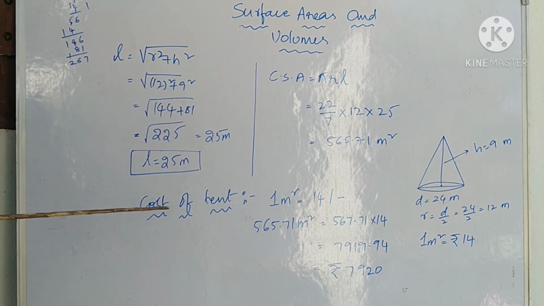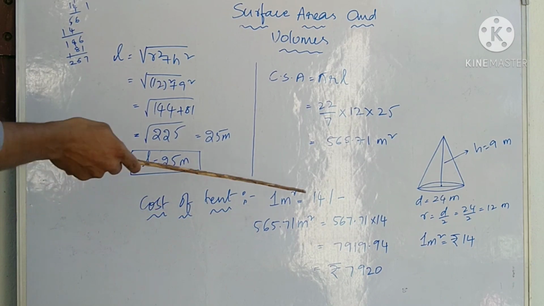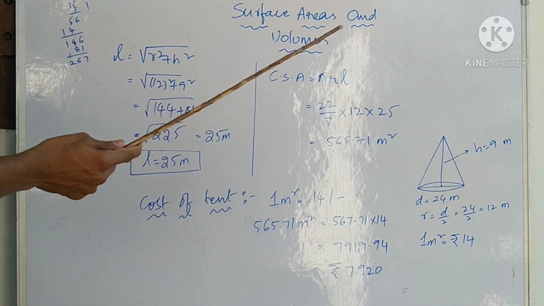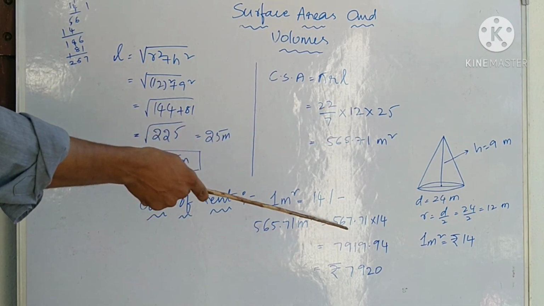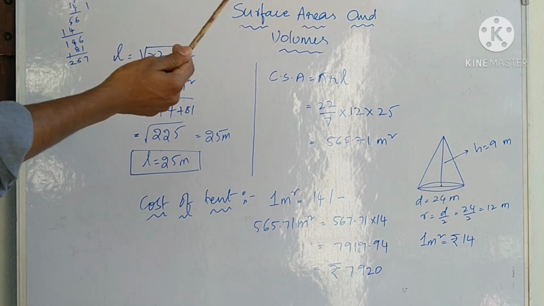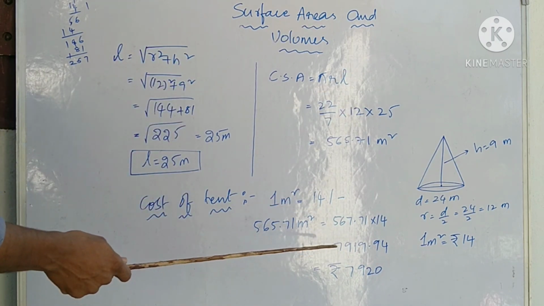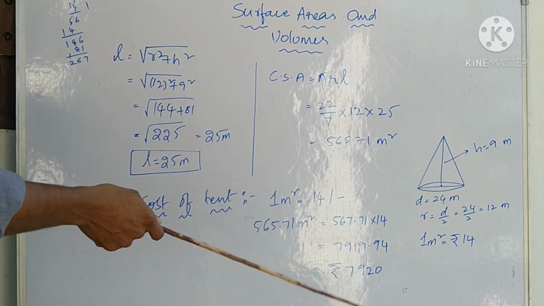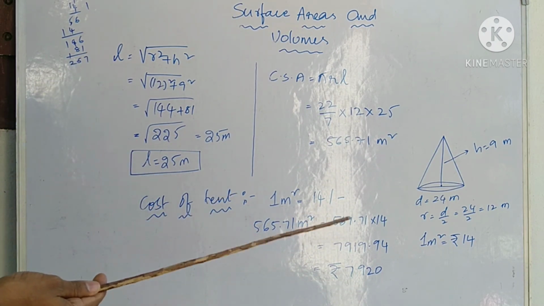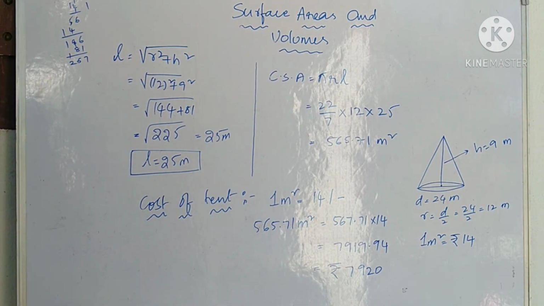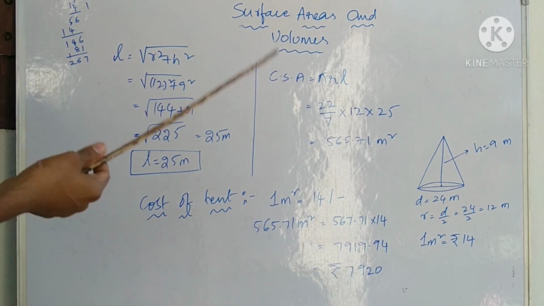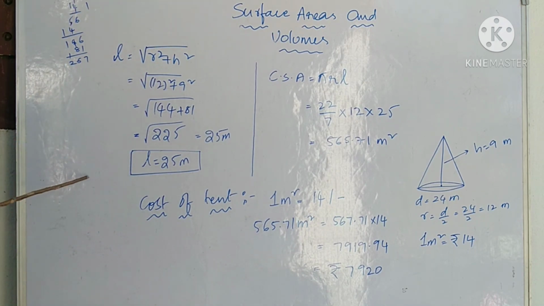This is the first question. This is our second one. Cost of the tent: per 1 meter square cost is 14 rupees. So for 565.71 meter square, the cost is 565.71 into 14 rupees. So that is equal to 7919.94, approximately 7920 rupees. So cost of the tent is 7920 rupees. Here slant height is 25 meters and cost of the tent is 7920 rupees.